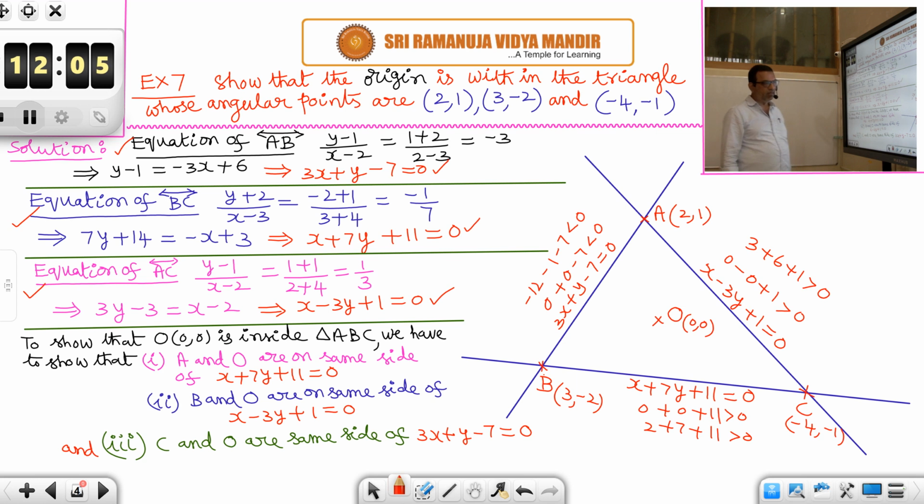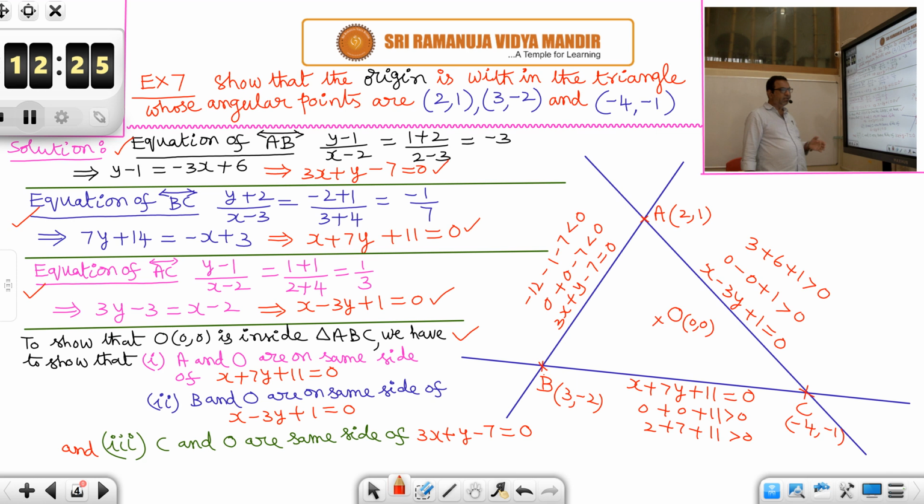Equations of the lines are in the red color, and I have also marked those equations in the diagram. Okay, that is easy. Now, how to show that origin is inside the triangle? See, this is important. Please read this sentence here.